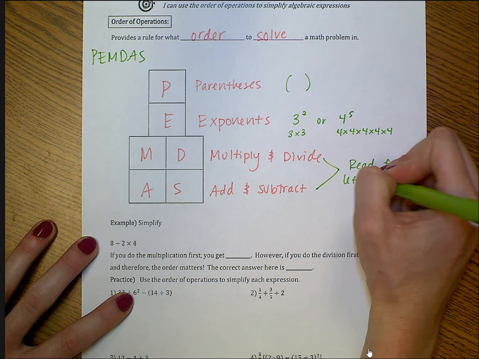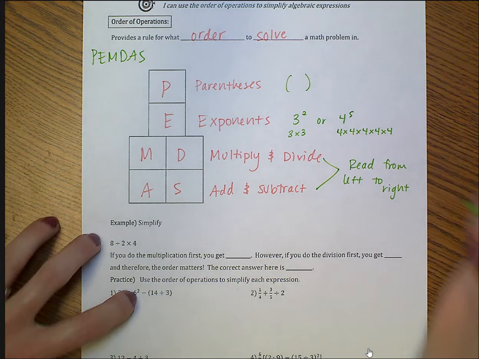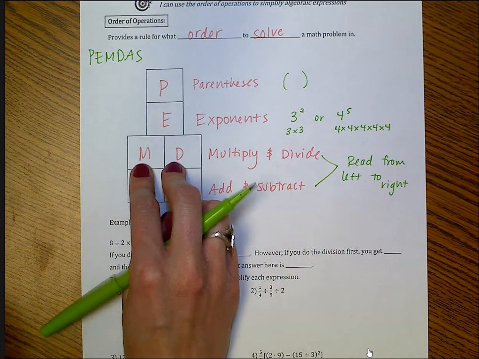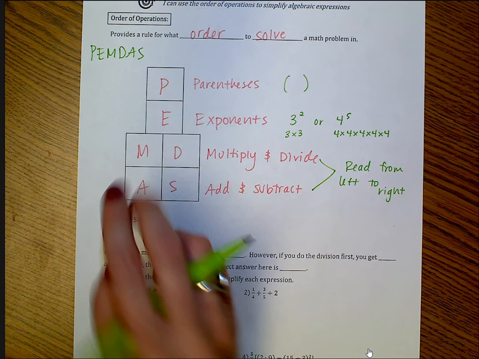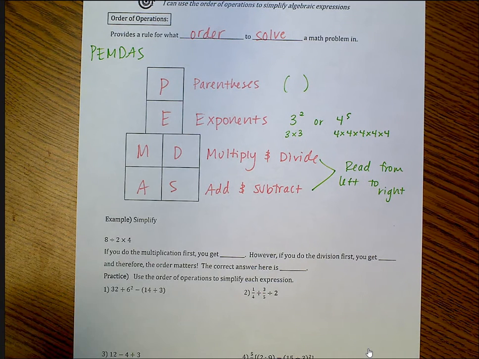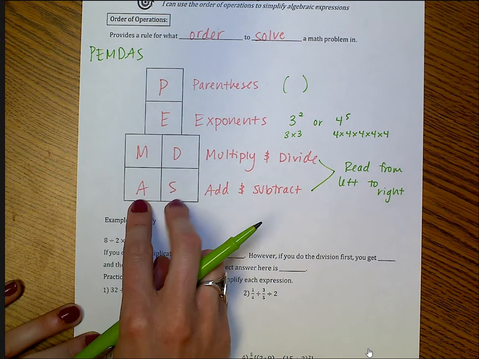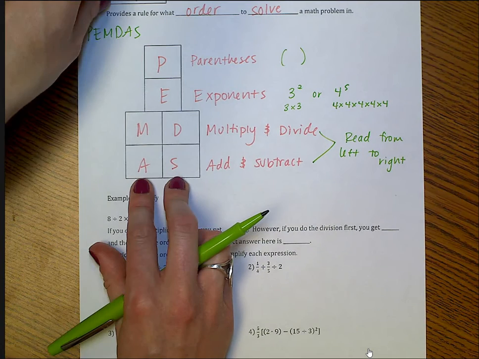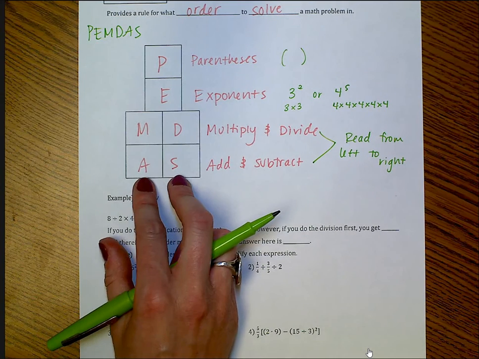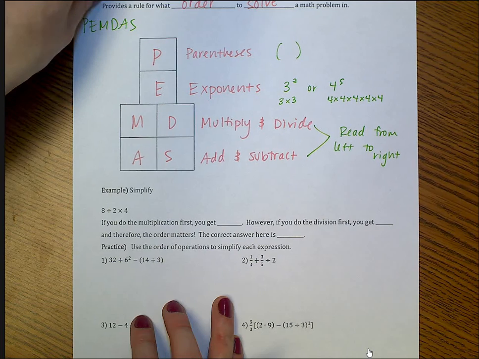So I'm going to make that note. Whichever one you see first as you're reading the problem like a sentence, that's what you take care of first. The same thing goes with addition and subtraction. You have to think of them together, and whichever one you see first as you're reading from left to right, that's what you do first.